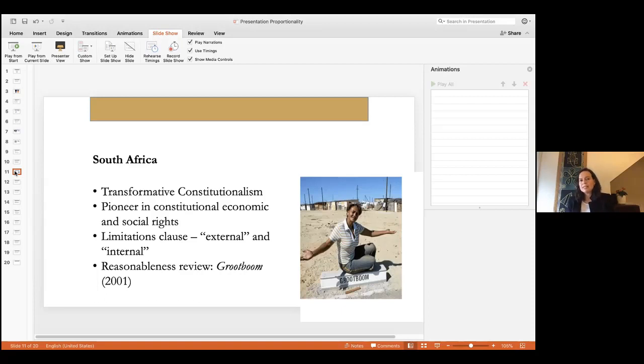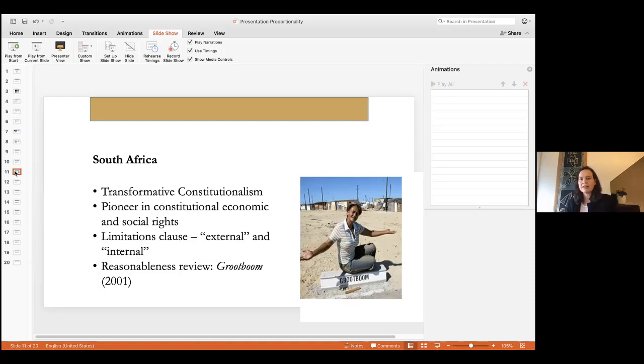The scholars and commentators wondered where the court was going to go with its economic and social rights jurisprudence. And after a few earlier cases involving the right to health, the court settled on the Grootboom decision, a right to housing decision in 2001, which has really been canonical in the area of economic and social rights on the global scale. In that case, the court established that it would inquire as to the reasonableness of the government's actions in limiting or not realizing the right to housing.